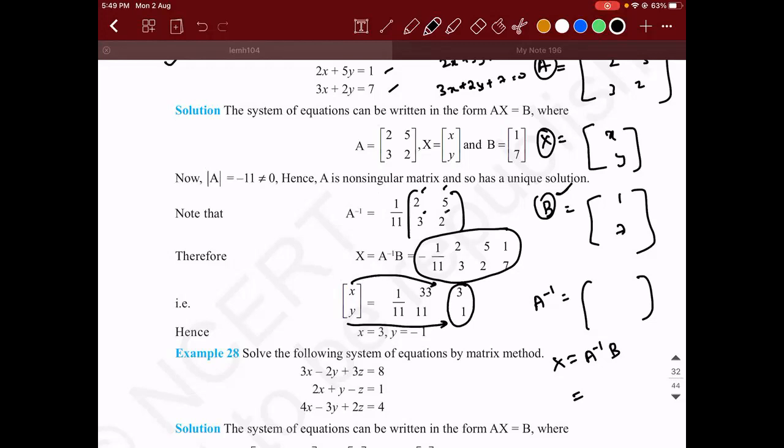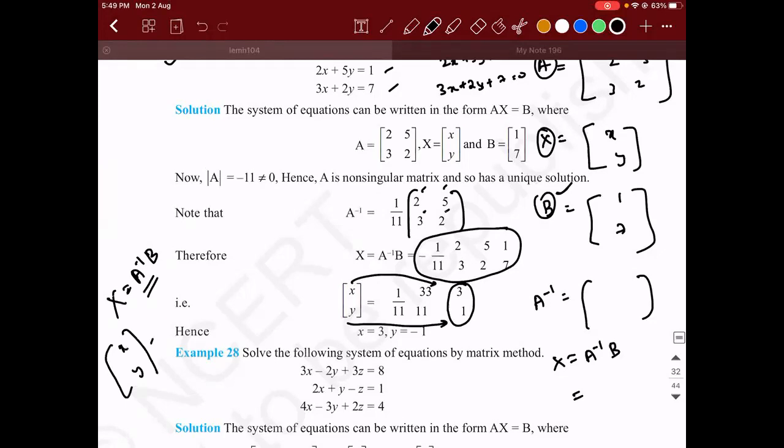So what are the steps to be followed? Find A inverse, then apply X is equal to A inverse into B. It's not a formula actually, but okay, you can keep it as a formula in your mind. Then you will get a column matrix. Then compare x, y here with whatever numbers you are getting here and here. Am I clear, guys?